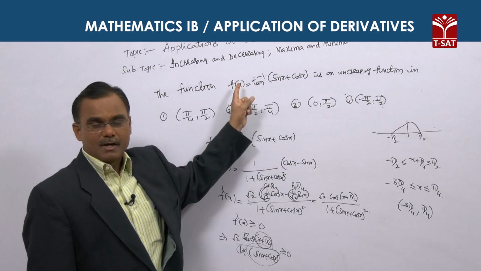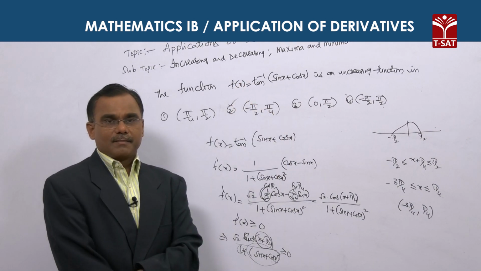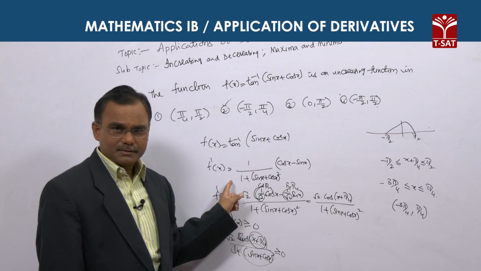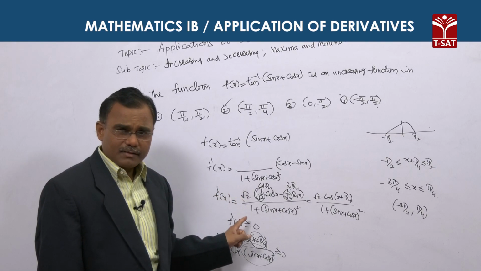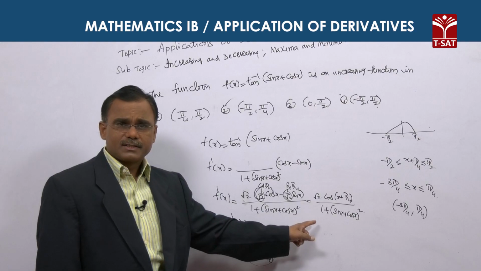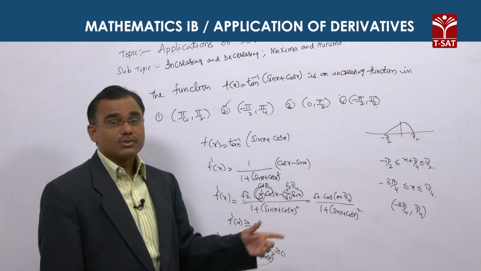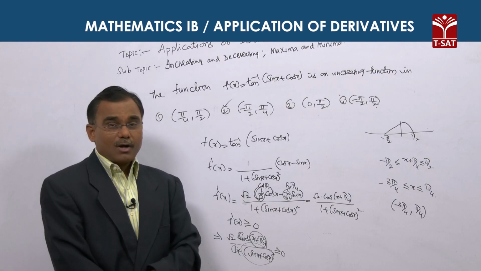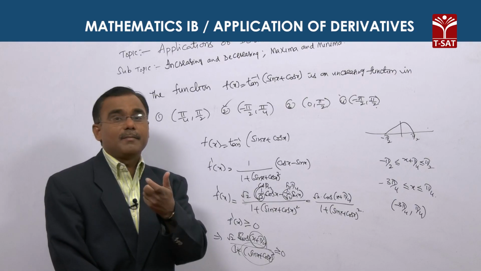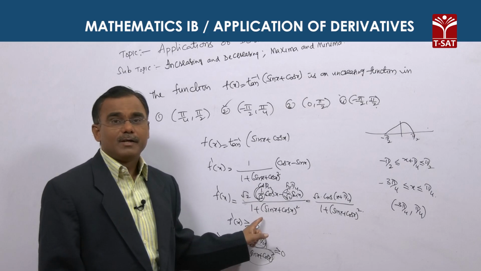What is given? F of x is given. Find the increasing interval. First, given the function f of x, take the derivative. Increasing means f dash x is greater than or equal to 0. But here we use one technique for cos x minus sin x. How is it converted into a single trigonometric function? Multiply and divide by root 2.